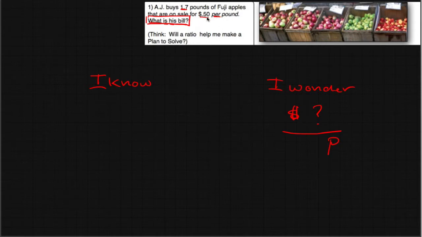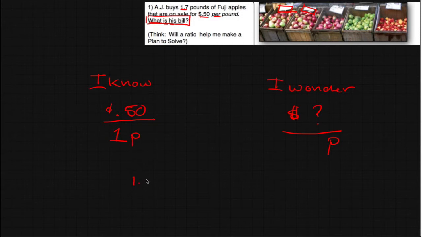So what goes together? Does the 50 cents per pound go together, or does the 1.7 pounds go with 50 cents? What two numbers go together here? Well, if you can imagine what one of these little signs says over here, look at these little signs in the picture. What do you think they say? They say that things cost 50 cents per pound. Right, so that's two numbers that go together. 1 pound costs 50 cents.